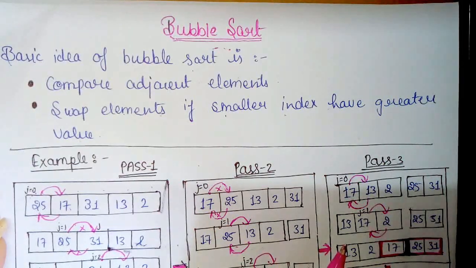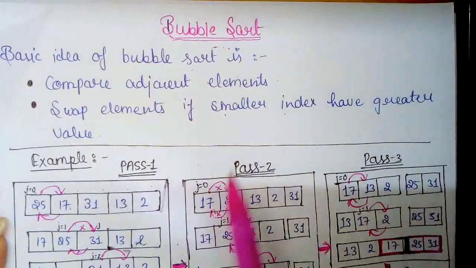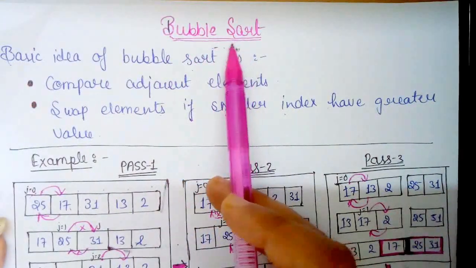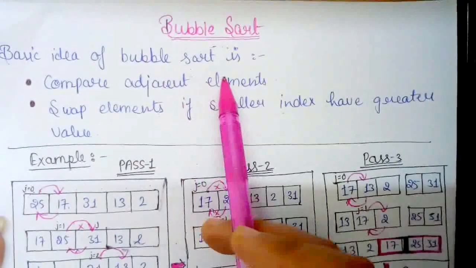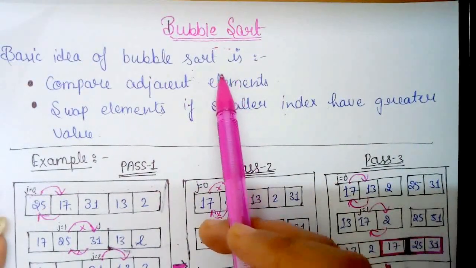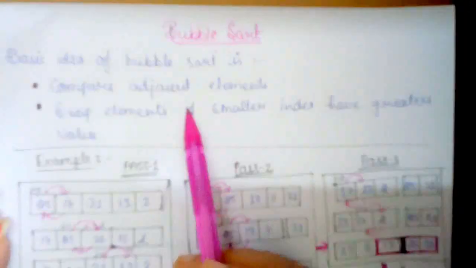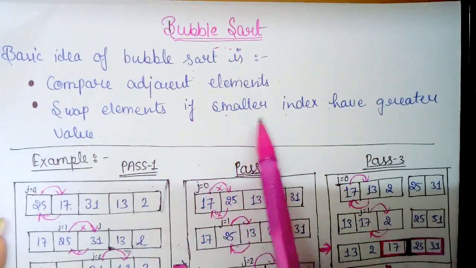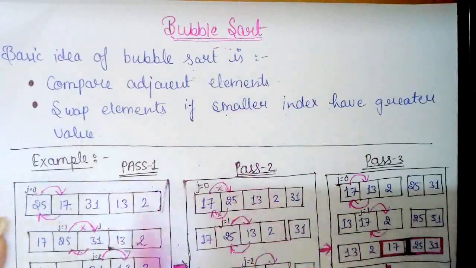For that we have various sorting algorithms, and our first sorting algorithm is bubble sort. What is the basic idea of bubble sort? The basic idea is to compare adjacent elements and swap them if the smaller index has the greater value.